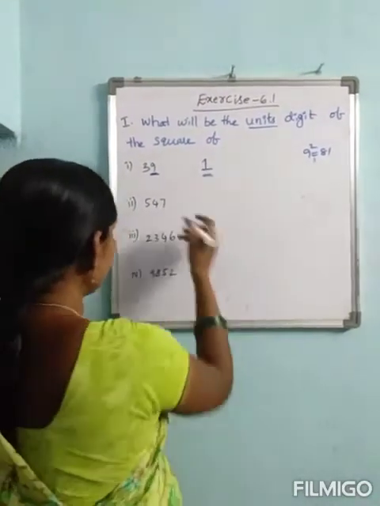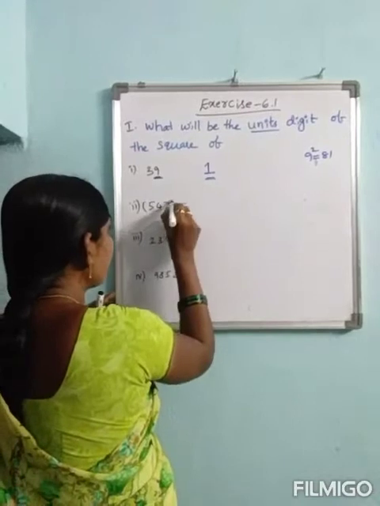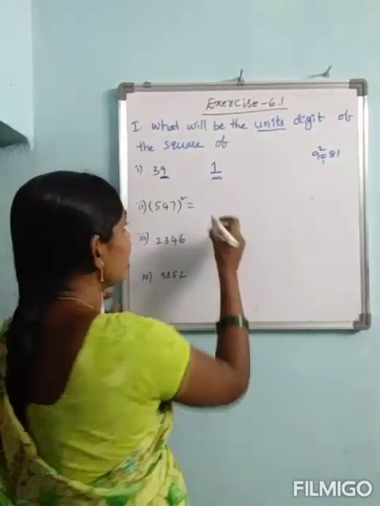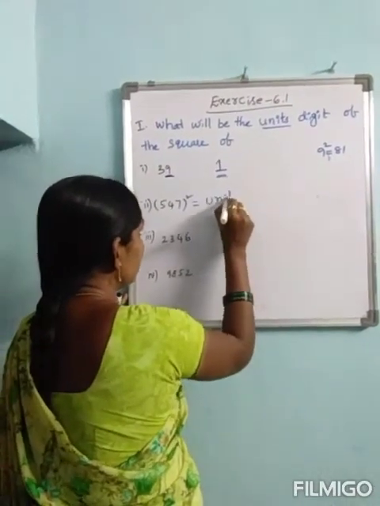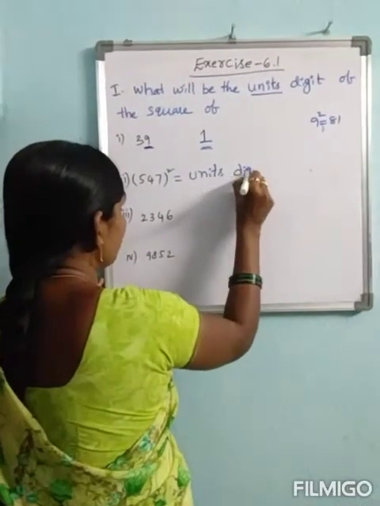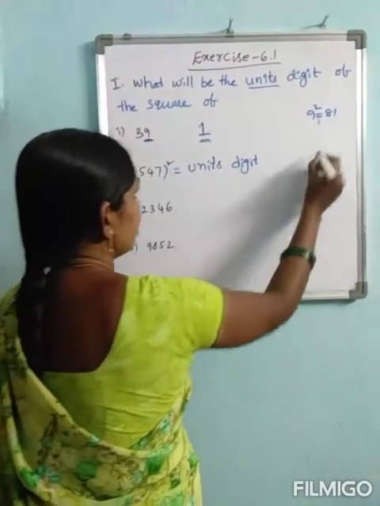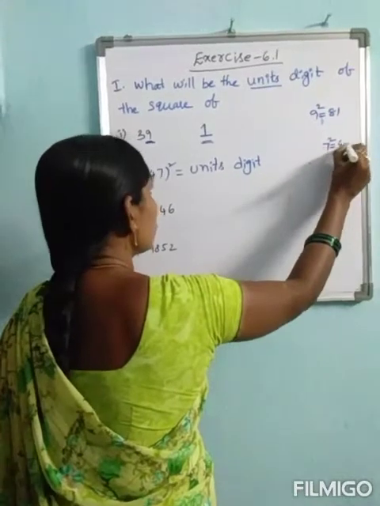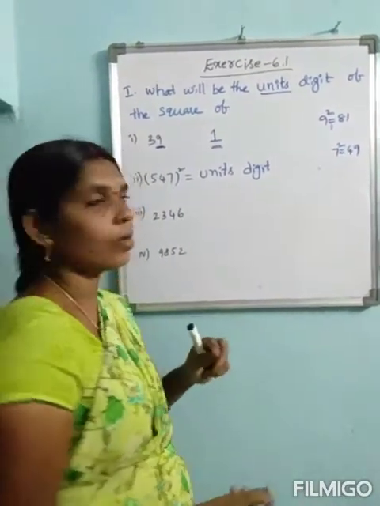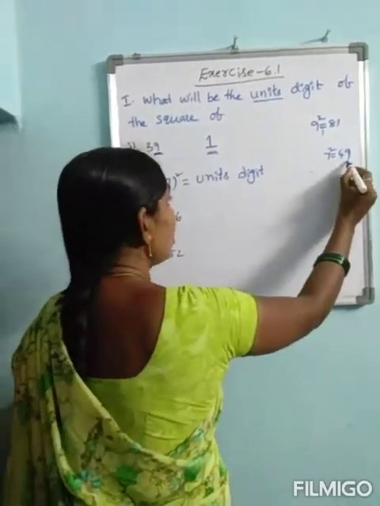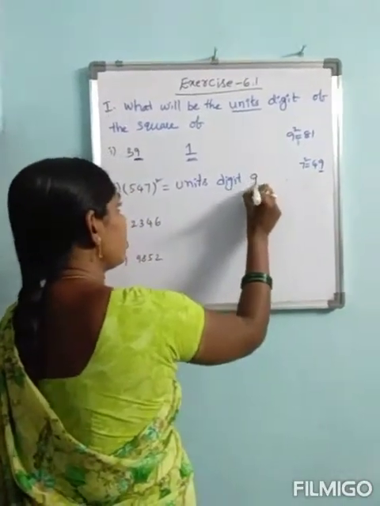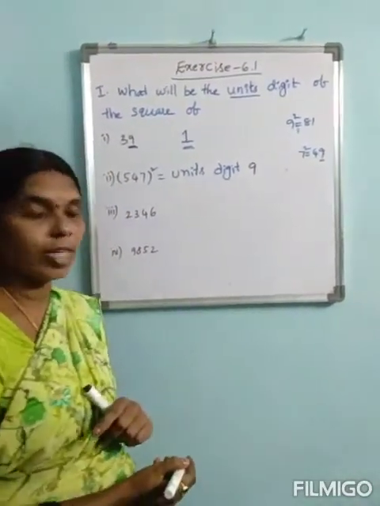In the same way, here it is asking for 547 square. What is the units digit? The units digit is 7. 7 square equals how much? 49. Yes or no? So in this 49 the units digit is 9. So the units digit is 9.